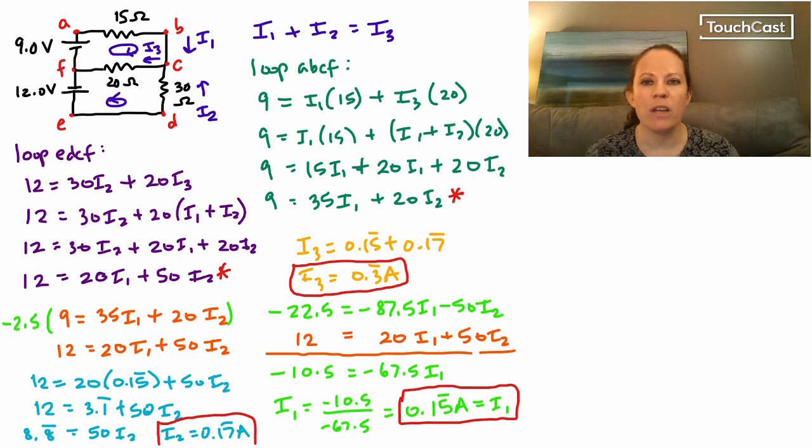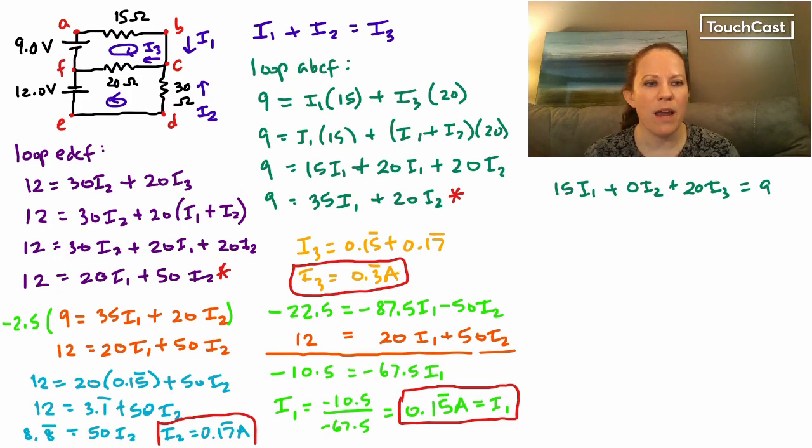So I am going to take, to start, my loop rule ABCF, and I'm going to write it as 15I1 plus 0I2, because here's the important thing. When you're going to set up the matrix, every current has to show up in every one of your equations in order to have an entry in the matrix. There's no I2 in that equation, so we can say it's 0I2 plus 20I3 equals 9.